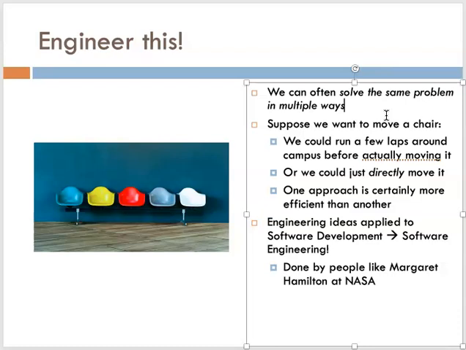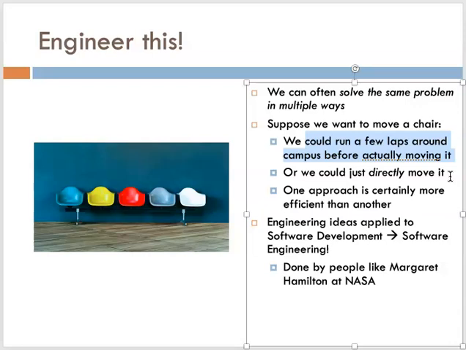If you wanted to, you could do something really convoluted and run a few laps all the way around campus or your house or wherever you live or wherever you are, and then come back and move it, or move it a little bit, go run around, move it a little bit more, go run around. I don't know why you'd want to pick that approach, but perhaps there's a pressing reason why you might want to do it. But both of those are solutions to the problem of moving the chair.